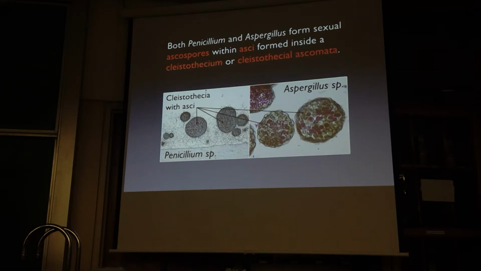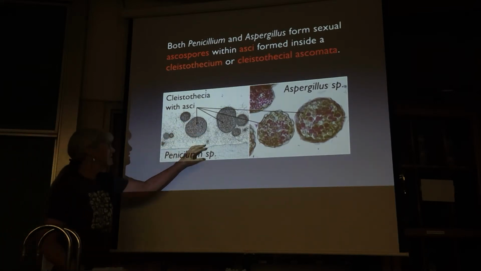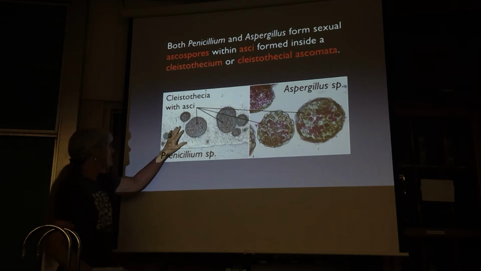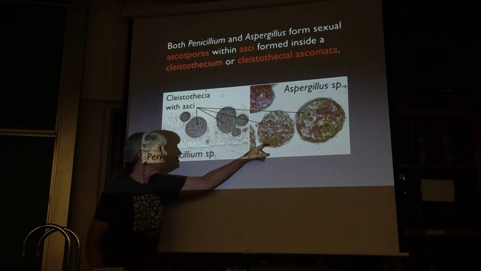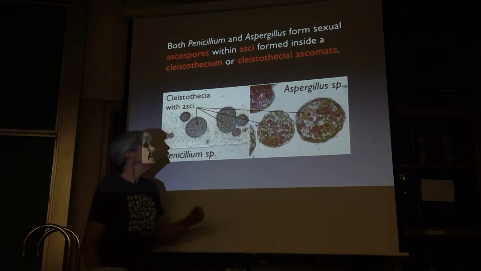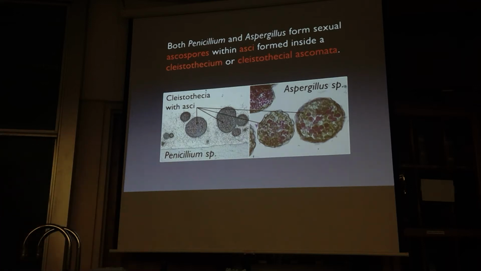So you have to be able to distinguish between these two. Again, with Penicillium, the hyphae that you see around it are really minute, and you can't really see the ascospores clearly, whereas with Aspergillus, you can see the ascospores, distinct cells in asci. Those are the sexual spores, ascospores in Cleistothecia.